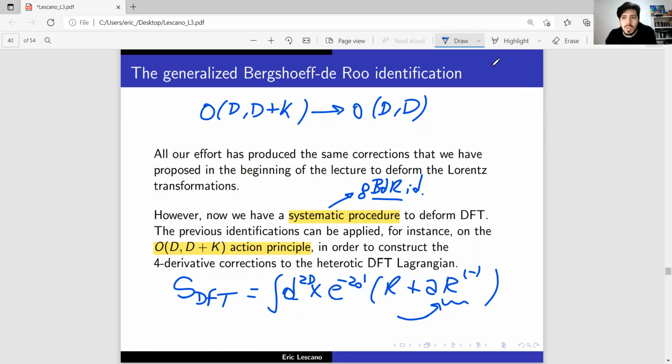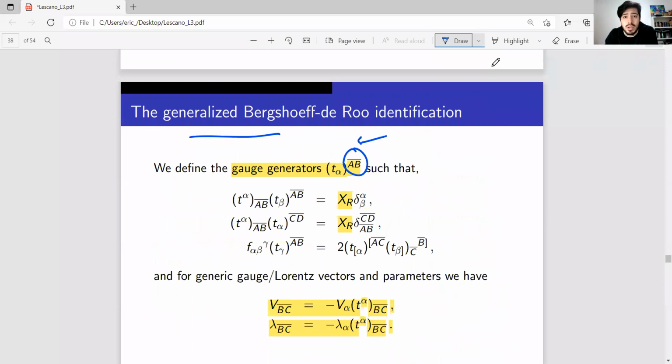Up to now, all our effort has produced the same correction that we proposed at the beginning of the lecture to deform the Lorentz transformation. We have the same story, the same Green-Schwarz mechanism, using this decomposition and the generalized version of the rule identification. But we now have a systematic procedure to deform the DFT action, at least to find the four derivative terms. That was a very nice question from Camille. We can use this procedure to construct the four derivative terms in the heterotic double field theory. And the reason is that we perform an approximation over here. This approximation is related to four derivative terms.